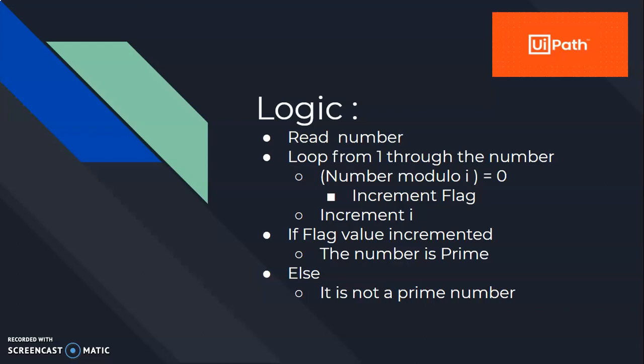If so, we will increment a flag variable, and then we would be incrementing the I variable which we will be using to loop through the number, and at last we will check whether the flag variable is incremented or not. If it is incremented, then we will say the number is a prime number, or else we will say it is not a prime number.